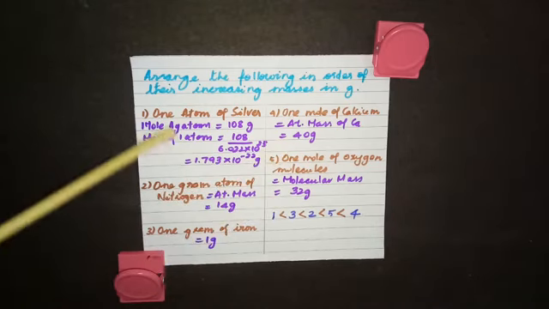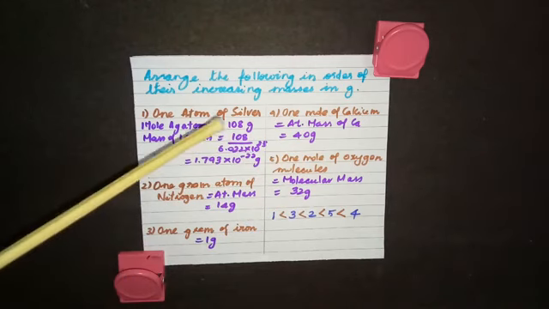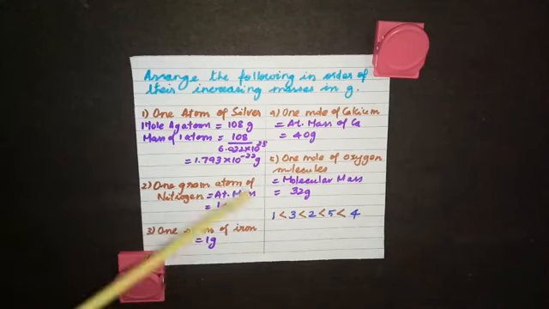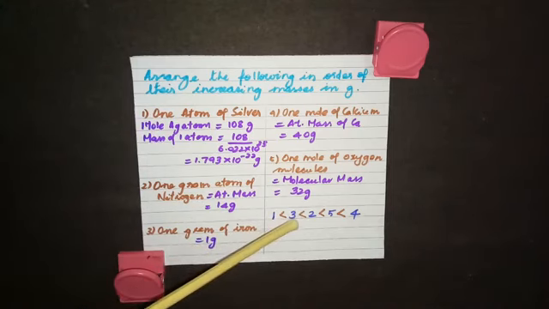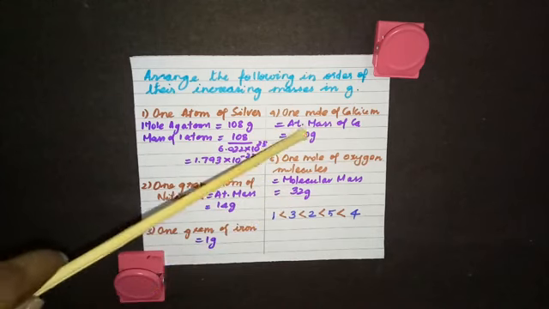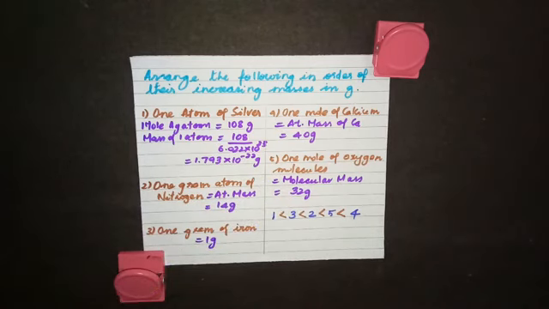So among these 5, which has the least mass? This one. So 1 atom of silver. So this is the first one. So I put 1. And then which is the least one? 1 gram. So next comes 1 gram of iron. And then 14 gram of nitrogen. And then 32 gram of oxygen, and finally 40 gram of calcium. So this is how you are doing the calculations.